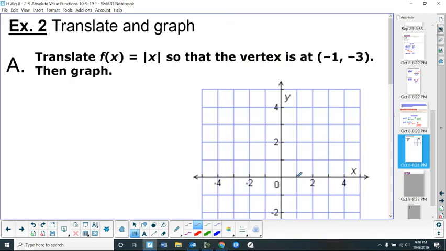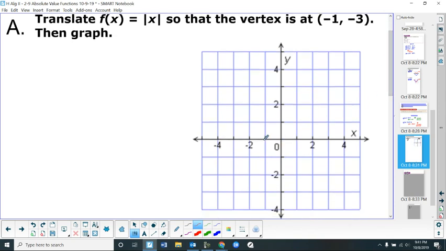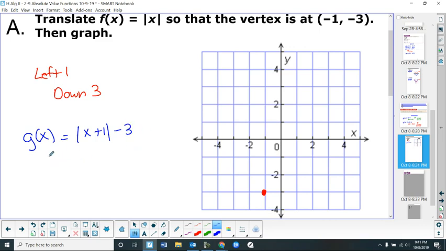Okay, so example 2. Translate this graph so that the vertex is at this point. So here's what I do. I'm like, okay, where is the point negative 1, negative 3? I want the vertex to go to negative 1, negative 3. So where do I want this graph to go? I want it to go left 1 and down 3. So what would my equation look like? Anytime it says translate, we want you to tell me the equation. So the new equation would be what? Well, if I go left 1, it's x plus 1, and then down 3, minus 3.